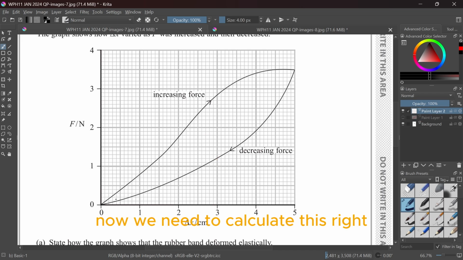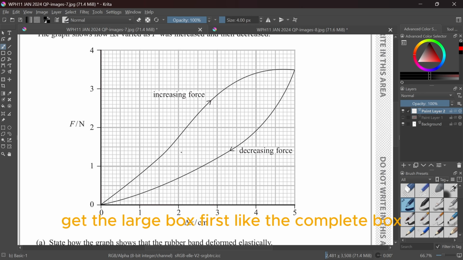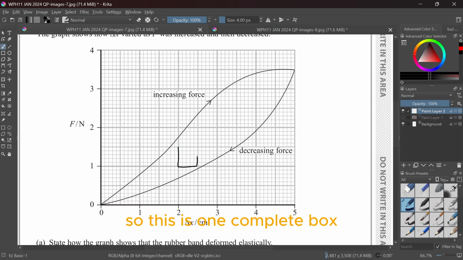Now we need to calculate this, right? One of the easier methods is, as you can see, this is not a whole box right here. So one of the easiest methods is to first get the large, complete boxes. So this is one complete box.